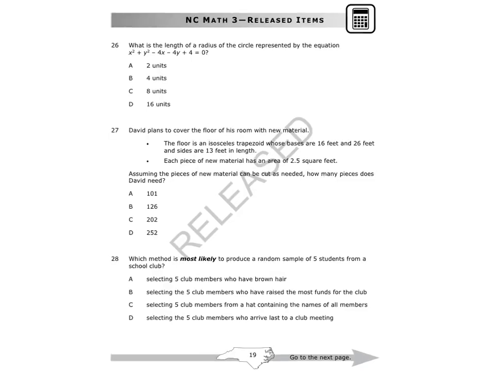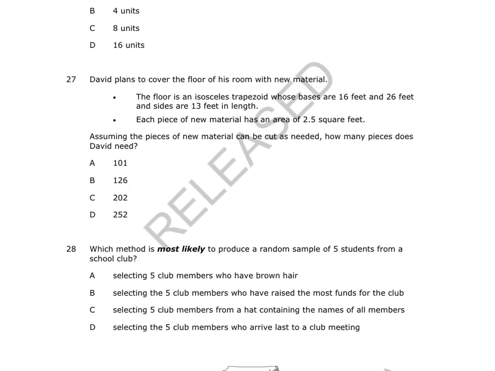Let's talk about number 27. David plans to cover the floor of his own room with new material. The floor is an isosceles trapezoid, because that's kind of like my classroom. It's a messed up trapezoid, whose bases are 16 feet and 26 feet, and whose sides are 13 feet. Each piece of new material has an area of 2.5 square feet. Okay. We want to know how many pieces of new material we're going to need to cover this up.